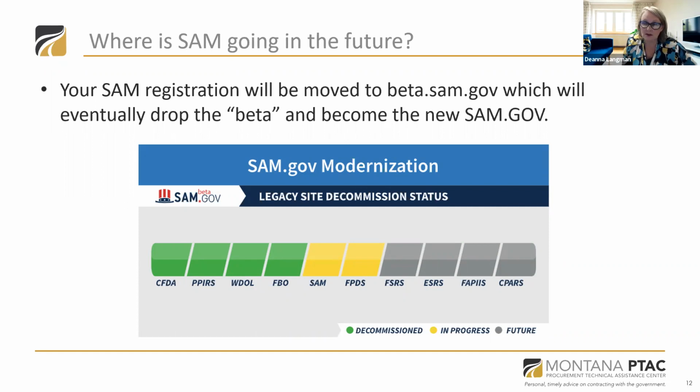They're not there yet. So you still log in to SAM on its own website, but eventually you will go to beta.sam.gov to get into your SAM registration. And your username and password, if you have a login.gov account now, that will work on this site. So you won't have to create a whole new user account or anything like that. What you're using now to get into SAM will work here as well.